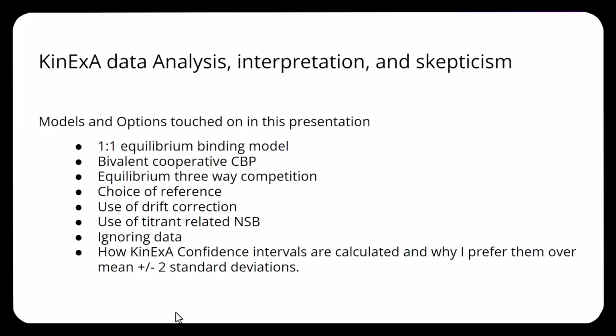I'm going to talk to you about KinExA data analysis, interpretation, and skepticism of your data and interpretation both. Models and options I'm going to touch on today include the one-to-one equilibrium binding model, the bivalent cooperative constant binding partner binding model, the equilibrium three-way competition binding model, the choice of reference, the use of drift correction, the use of titrant-related NSB, ignoring data, and how KinExA confidence intervals are calculated and why I prefer them to mean plus and minus 2 standard deviations.